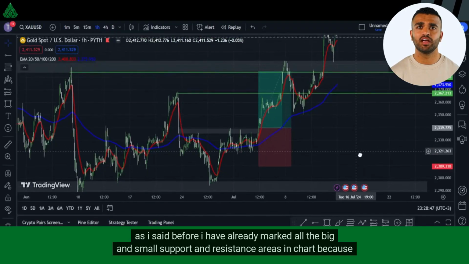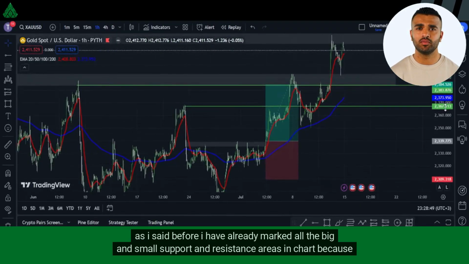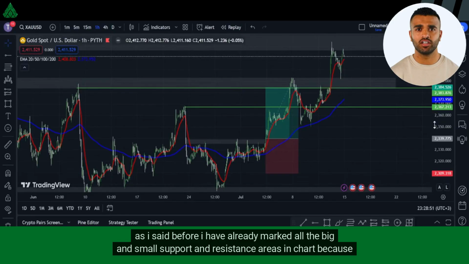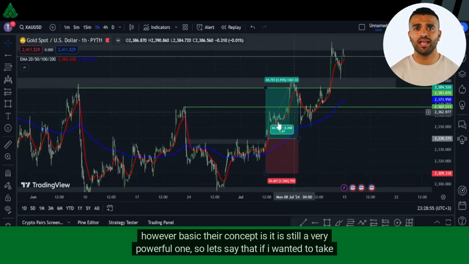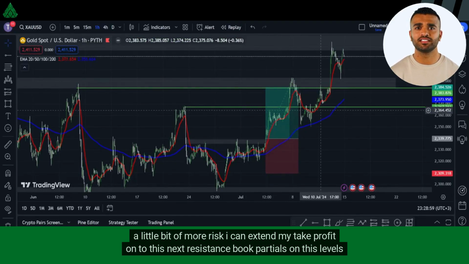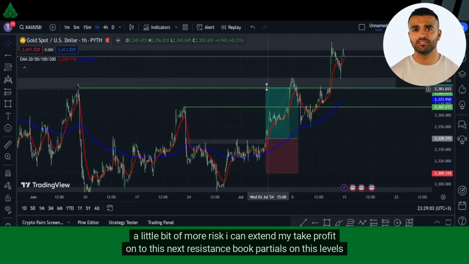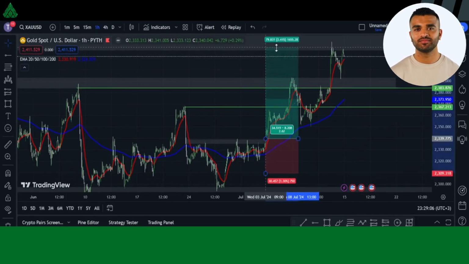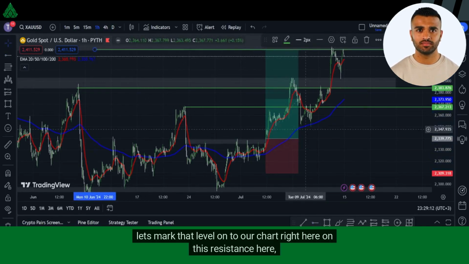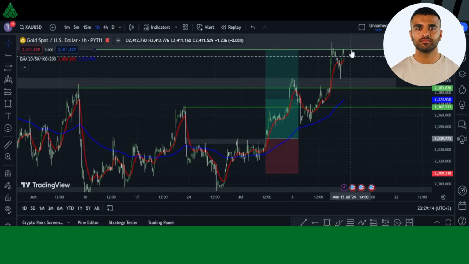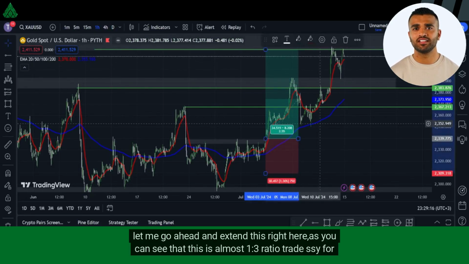As I said before, I have already marked all the big and small support and resistance areas in the chart, because however basic their concept is, it is still a very powerful one. So let's say if I wanted to take a little bit more risk, I can extend my take profit onto this next resistance and book partials on this level as well. Let's mark that level onto our chart right here on this resistance. Let me go ahead and extend this right here.